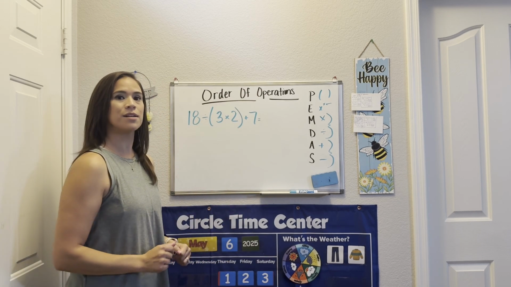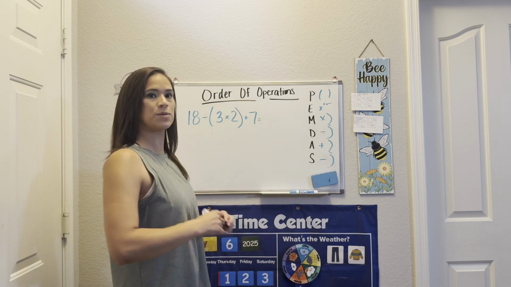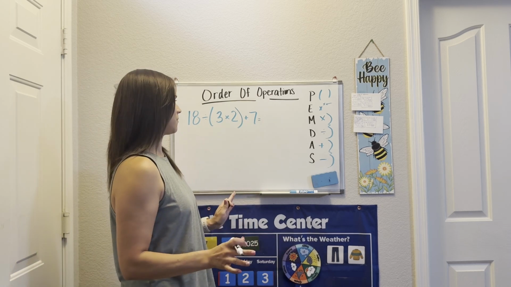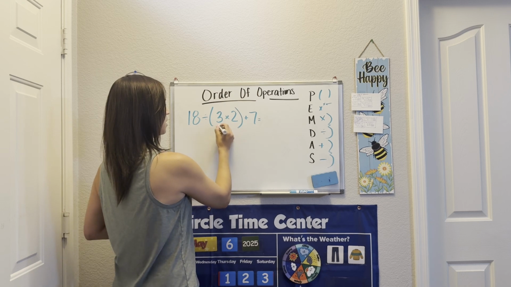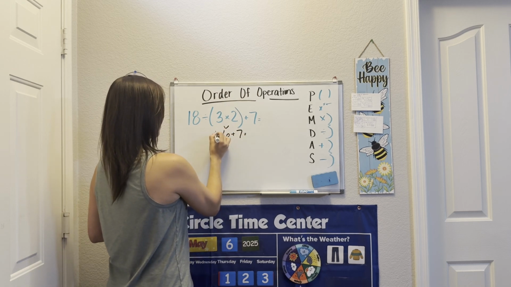Go ahead and pause, solve for there, see what our answer is. We're doing the order of operations, we're doing our PEMDAS, so parentheses is first, which we do have in this problem. 3 times 2 is going to give us 6. Drop everything else down.